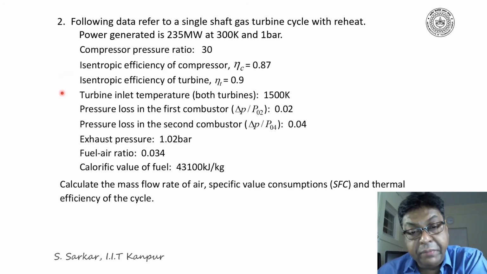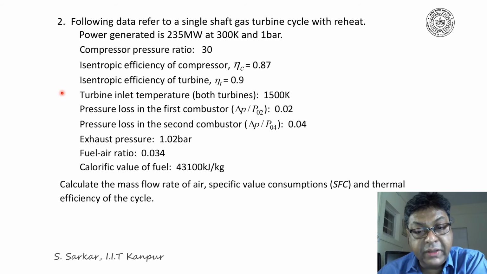Turbine inlet temperature, for both the turbines, is 1500 Kelvin. Pressure loss in the first combustor, del P divided by P02, is equal to 0.02. Pressure loss in the second combustor is equal to 0.04. Exhaust pressure is given as 1.02 bar.